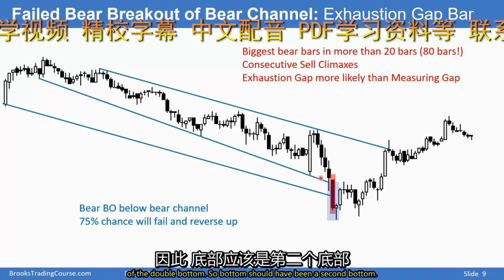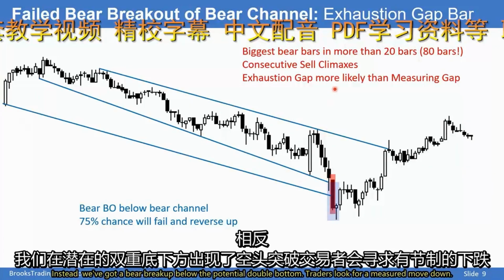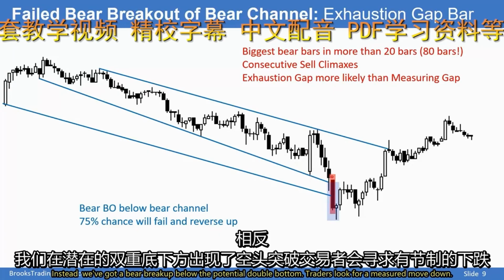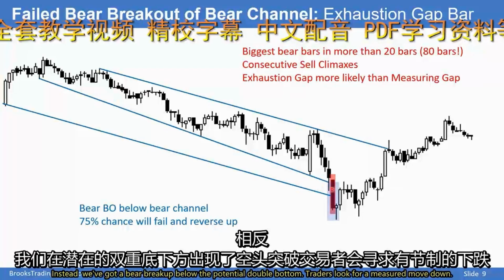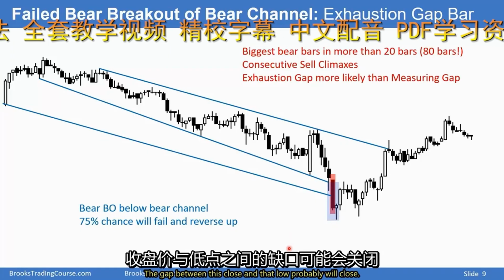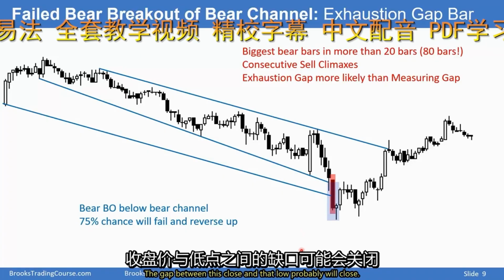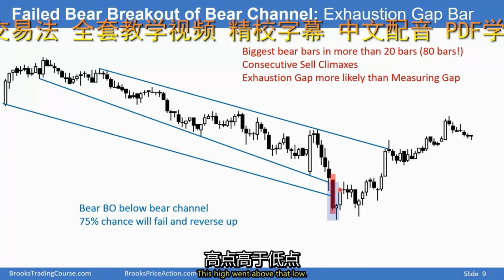So this should have been a second bottom. This would have been the neckline. Traders would look for a measured move up. Instead, we get a bear breakout below the potential double bottom. Traders look for a measured move down. The gap between this close and that low probably will close. It did close right here. This high went above that low.